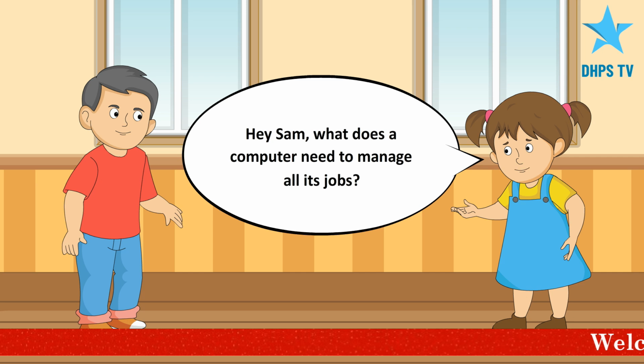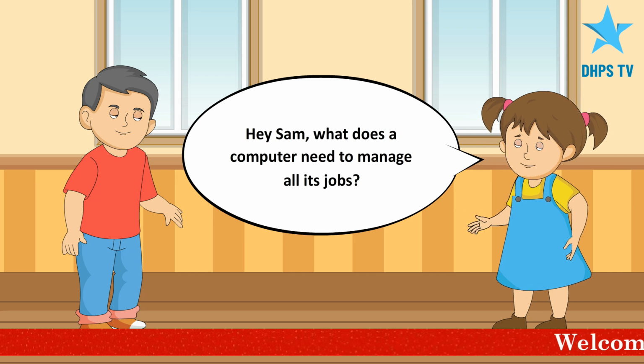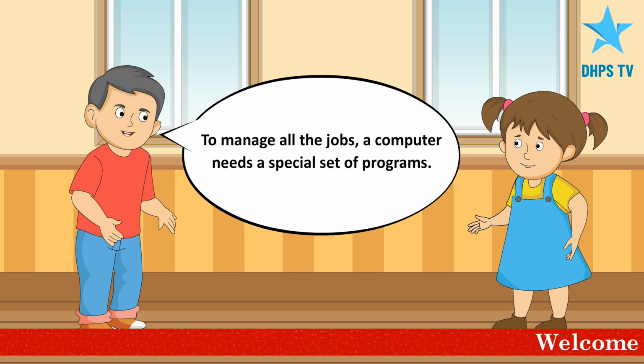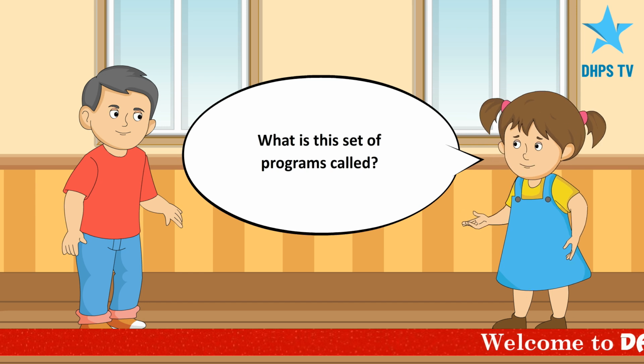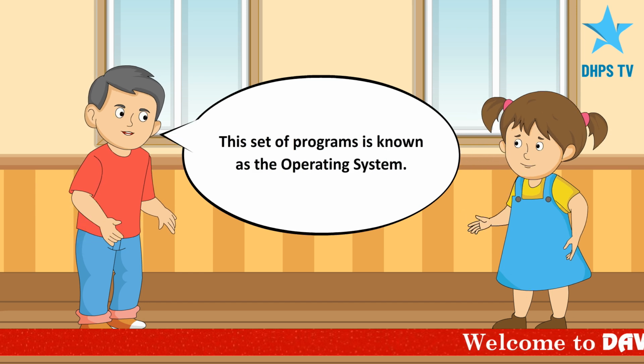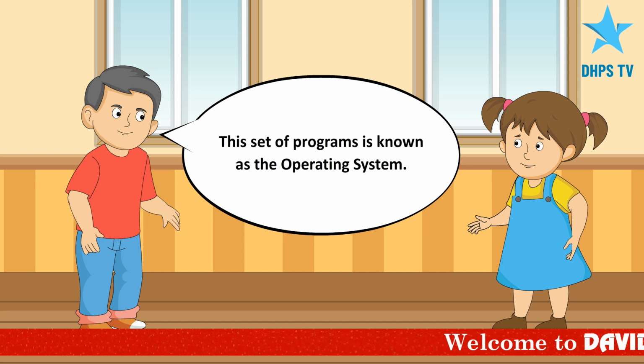Hey Sam, what does a computer need to manage all its jobs? To manage all the jobs, a computer needs a special set of programs. What is this set of programs called? This set of programs is known as the operating system.